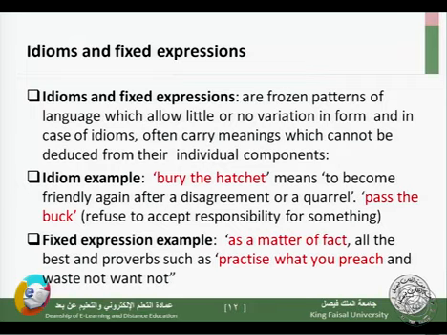Now, another type, which is not an idiom but is similar: fixed expressions. It consists of more than one word. This is what matters to a translator, or to us here. Fixed expressions like as a matter of fact, all the best, and proverbs such as practice what you preach and waste not, want not. These are expressions, you know. You need to learn them, you need to use them as they are.